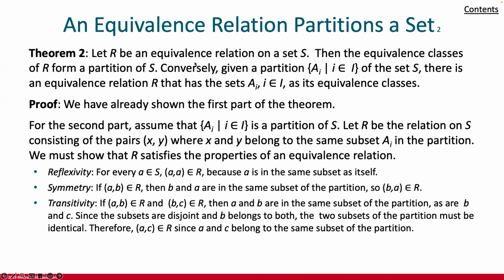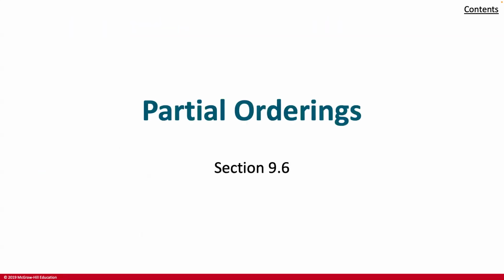Okay, I'm not going to go through this proof. Here's theorem 2. Let R be an equivalence relation on set S. Then the equivalence classes of R form a partition of S. Conversely, given a partition, as we talk about here, of the set S, there is an equivalence relation R that has the sets A sub i, where i is an element of capital I, as its equivalence classes. So that's some additional information that we want to be thinking about as we're going through this chapter on relations.